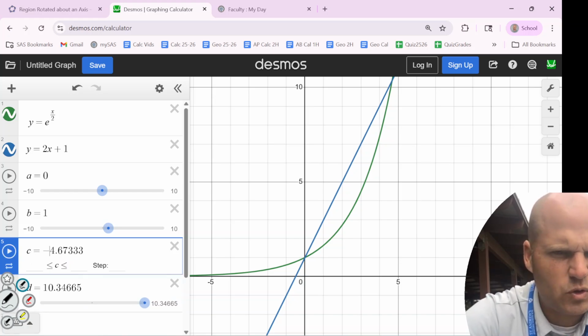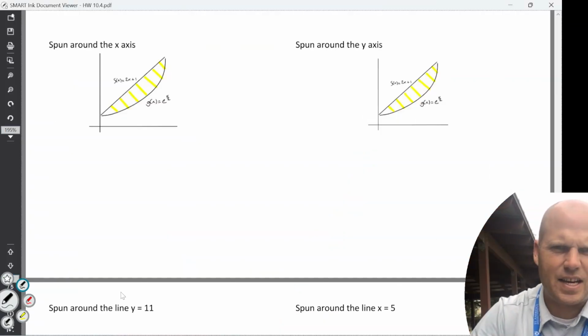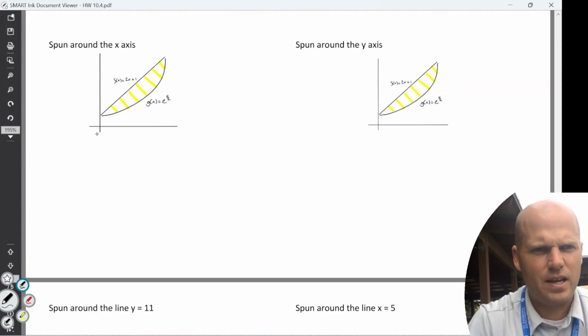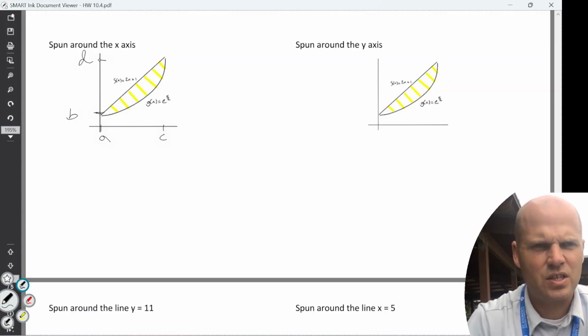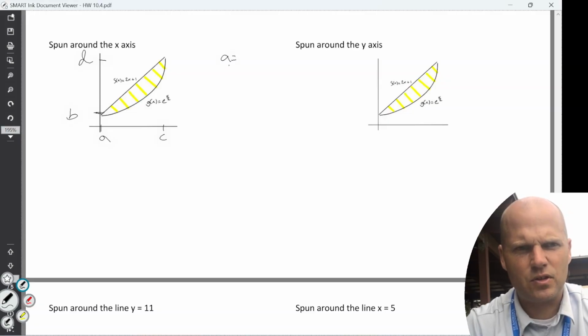Make sure you understand which one's which. A's an x, C's an x. So I'm going from A to C sometimes, and I'm going to go from B to D sometimes. Write down those numbers for your tests.